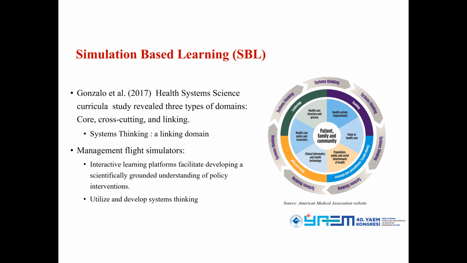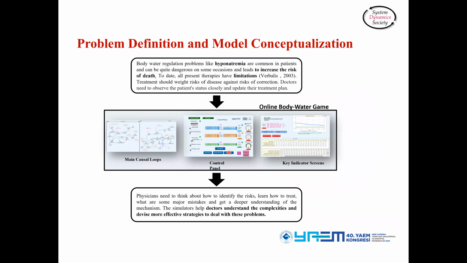And then if we divide them according to their types, there are three types of domains. I guess they call it domains. So the simulation-based learning was applied to 3 different types of domains: core, cross-cutting, and linking. And the linking domain was identified as systems thinking by this paper. So systems thinking was the linking domain that was able to, by definition, link these different domains. So I need to read more about it. If you know more about it, please feel free to let me know.